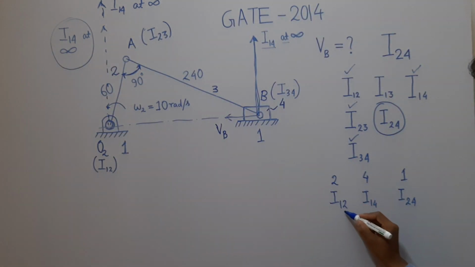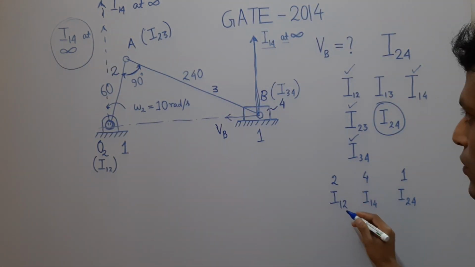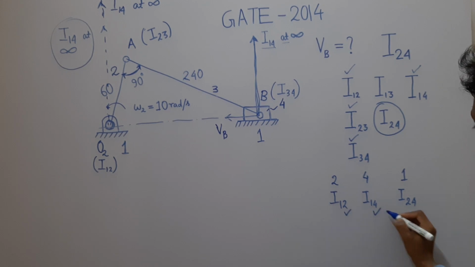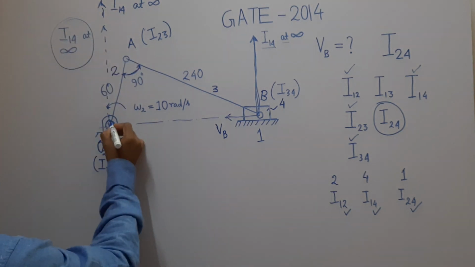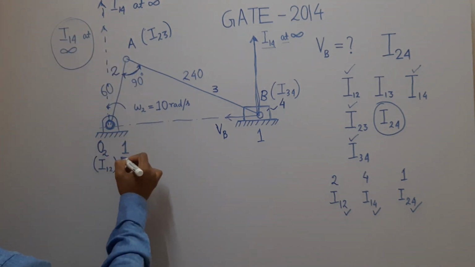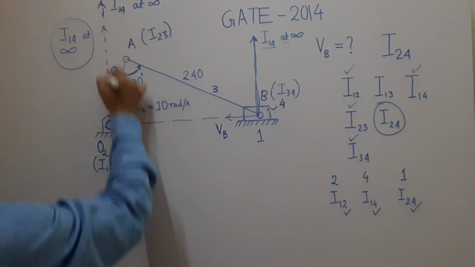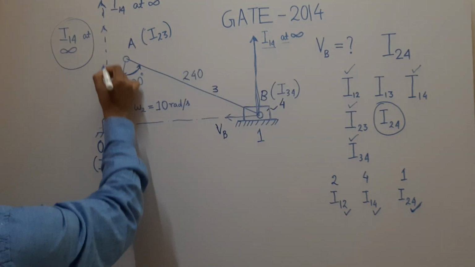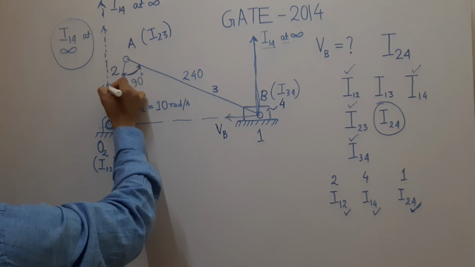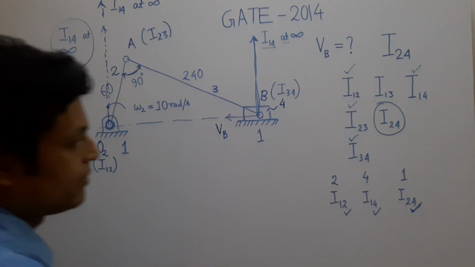Now which are collinear according to Kennedy's theorem? I12, I14, I24. So where is I12? This is I12, O2. I14 also lies on this line. So I24 must lie on this dotted line. I24 also lies on this dotted line.